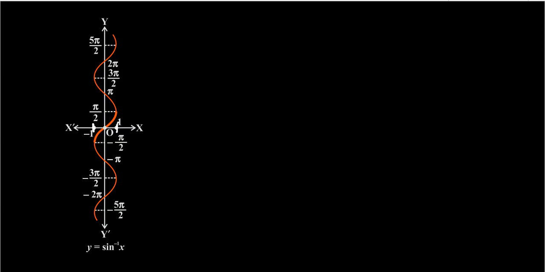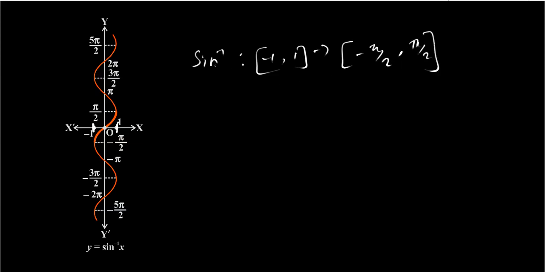Now on the whole, we can write the sine inverse function from minus 1 comma plus 1 to the principal value branch minus pi by 2 to plus pi by 2. So this is the basic domain and range of the sine inverse function. So sine inverse from minus 1 comma plus 1 to minus pi by 2 comma plus pi by 2. This is the domain and the range of the sine inverse function.